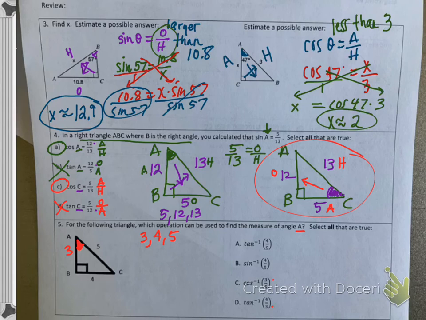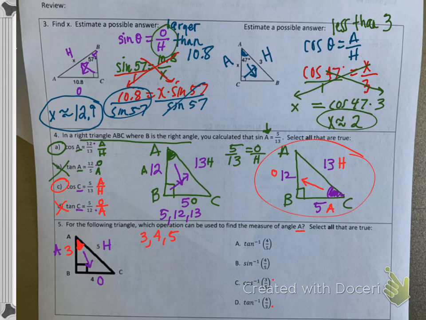So let's take a look and label our O, our H, and our A in relation to the reference angle. So directly across angle A is my opposite, so 4 is your opposite. The longest side of the right triangle is always your hypotenuse, so 5 is your hypotenuse, and therefore 3 is your adjacent. So let's see which of these is true.